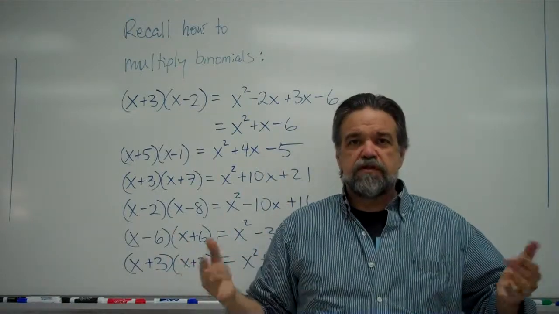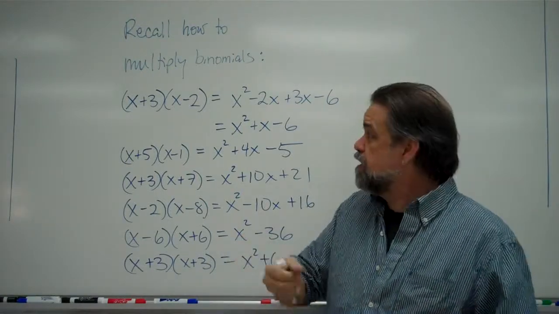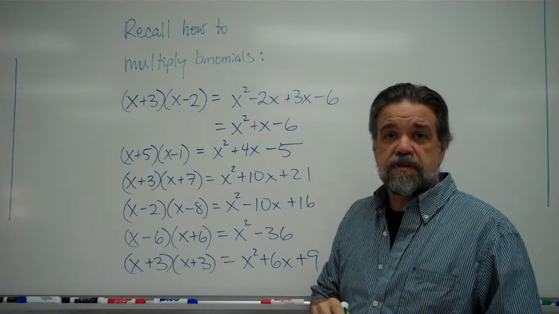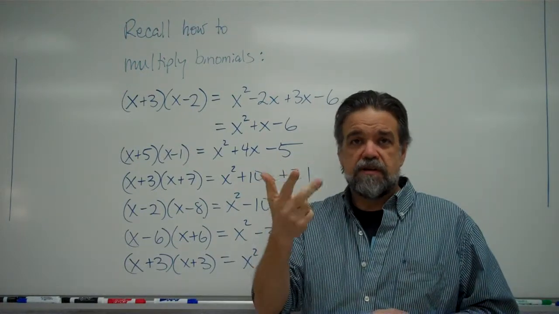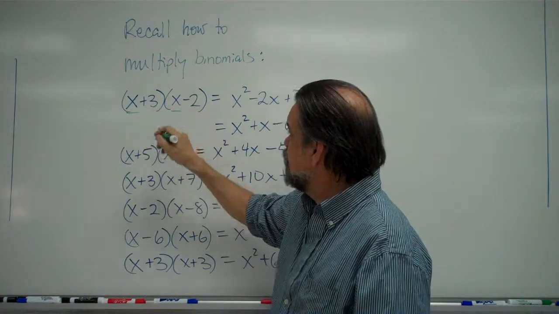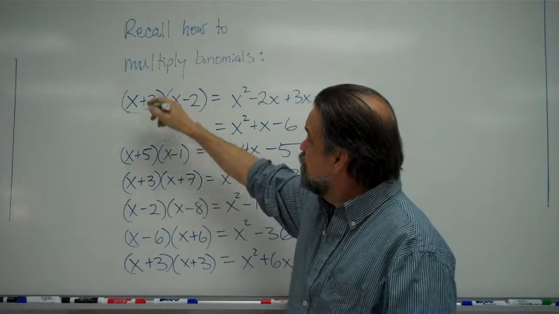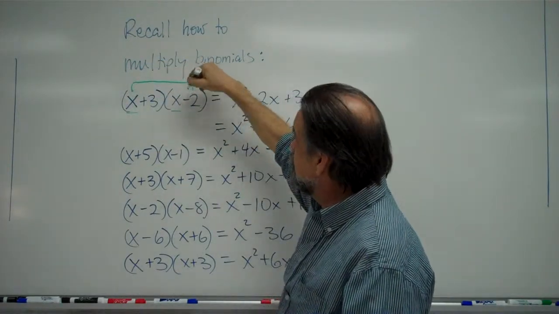There's a bunch of different ways you can look at this. You can use the FOIL method, which is fairly popular. FOIL stands for first, outside, inside, last. So my first two terms would be this one and this one. x times x is x squared. My outside terms would be this one and this one.